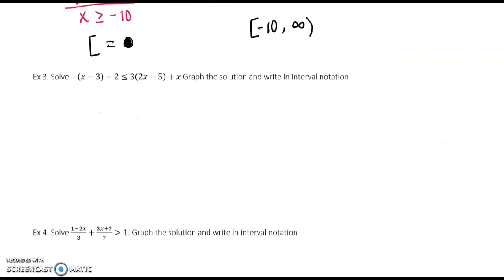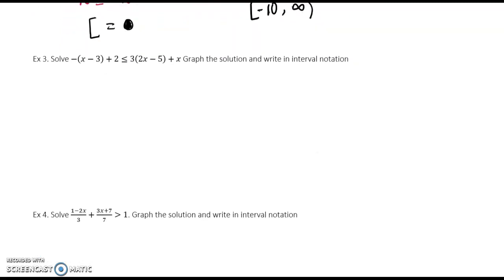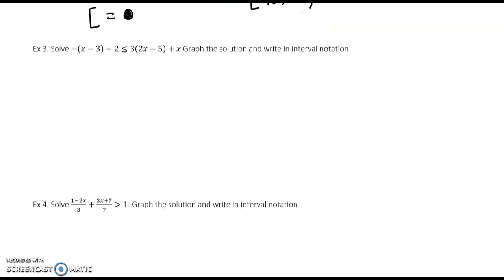All right, moving on to our next one. We have negative parentheses x minus 3 plus 2 is less than or equal to 3 parentheses 2x minus 5 plus x. So there's quite a bit going on there. So we're going to go back to our 2.2 and we're going to try to simplify as much as we can on the left and the right. So I'm going to go ahead and distribute this negative.